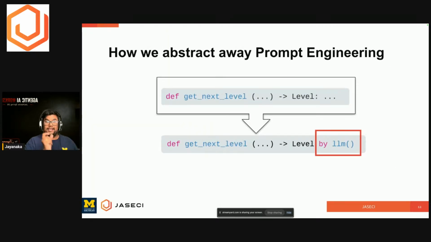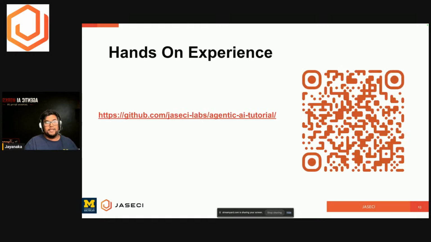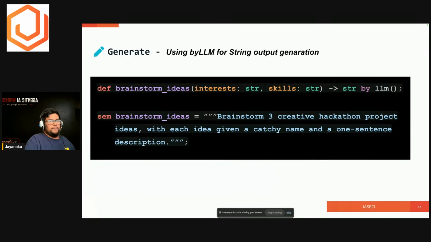The by keyword allows you to annotate your code and say, okay, you can automate this using an LLM. So let's get into this tutorial. It's a short tutorial with a bunch of examples that you can look into. I'll link it in the description as well as in the JacHacks Discord server. Join the server if you're not already on it. So let's go into that tutorial in a sec.